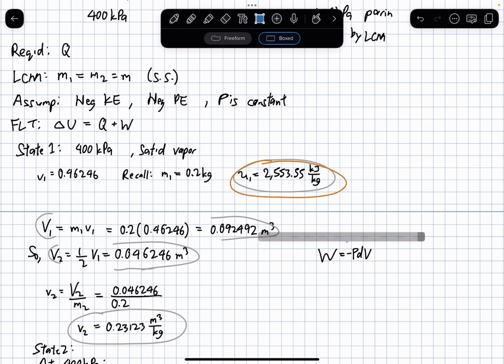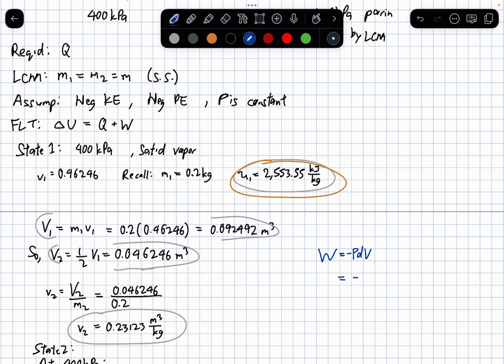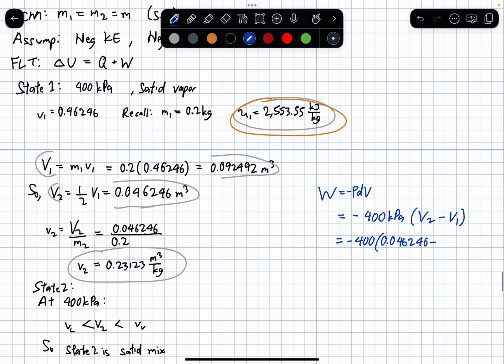Okay, so I think I know what to do. W is negative PdV, no? Pressure being 400 kilopascals. Volume 2, volume 1. What is our volume 2? Volume 2 is 0.046246 minus volume 1. Volume 1 is 0.092492. Negative 400 times 0.046246 minus 0.092492.